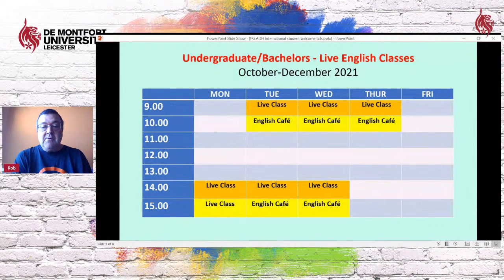Now, that first hour is the live class. That's the core material that you'll be studying, and that second hour is an optional extra if you wish to attend, which is the English Cafe. Now, that's for the undergraduate students.